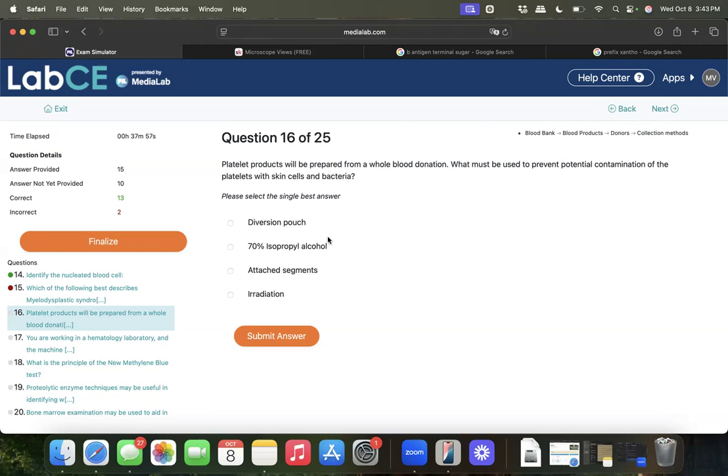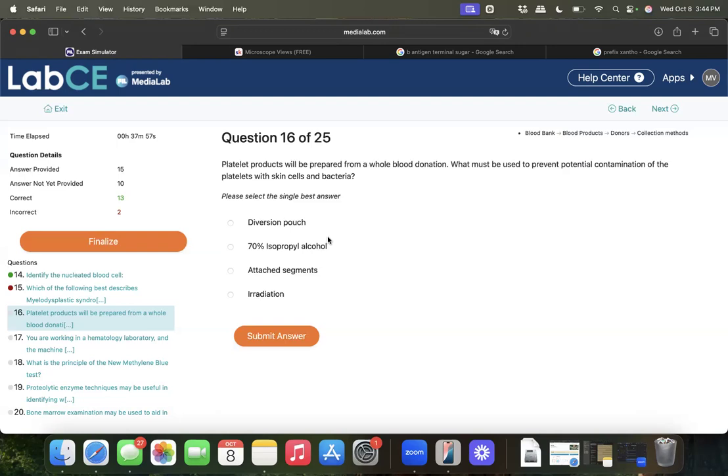All right, so one more time. Platelet products will be prepared from a whole blood donation. What must be used to prevent potential contamination of the platelets with skin cells and bacteria? A, a diversion pouch. B, 70% isopropyl alcohol. Okay, Xavier. C, attached segments, or D, irradiation. All right, what's our final answer? Everybody's confused.